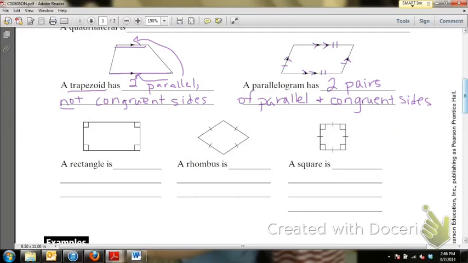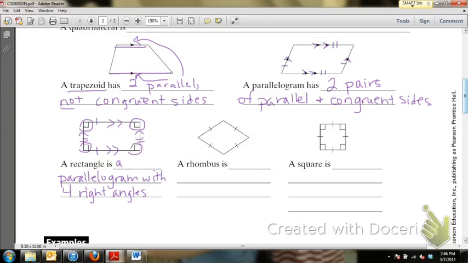Well, a rectangle has that too. It is a parallelogram, but it has four right angles. So it has all the stuff a parallelogram has. These are the same length, they're also parallel. These are the same length, and they're parallel. But it has these four right angles, and that's what makes it a rectangle.